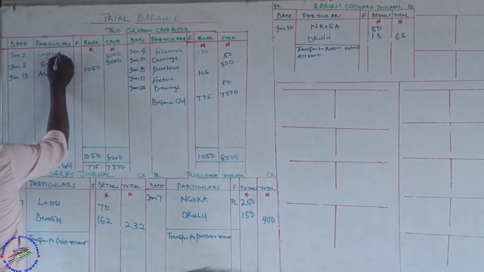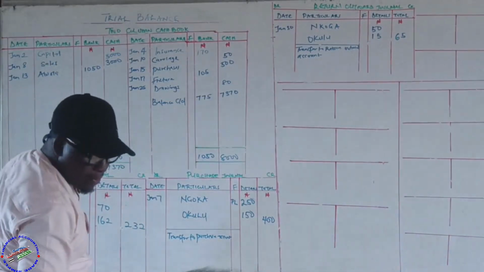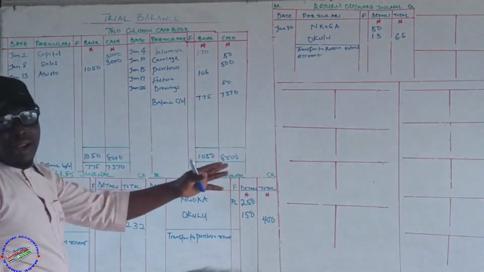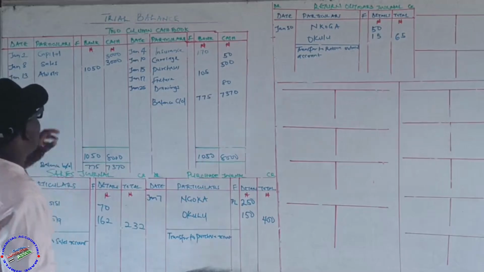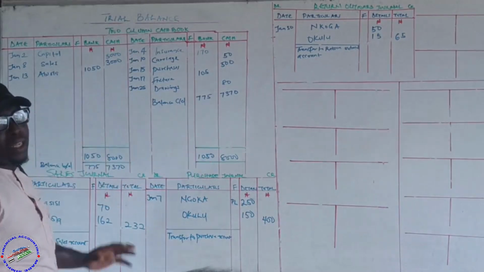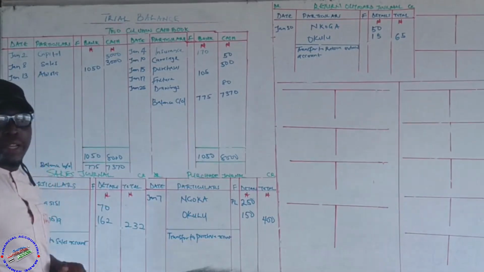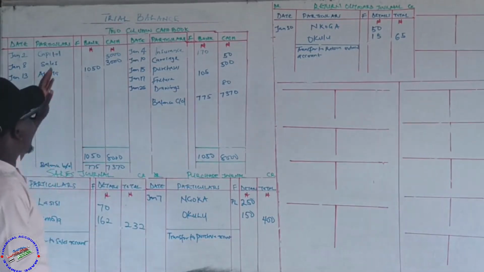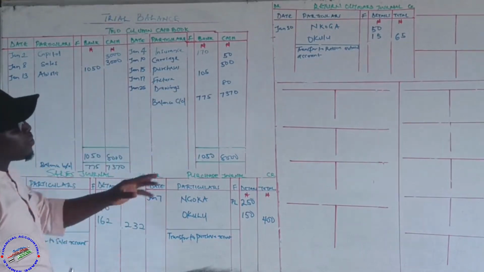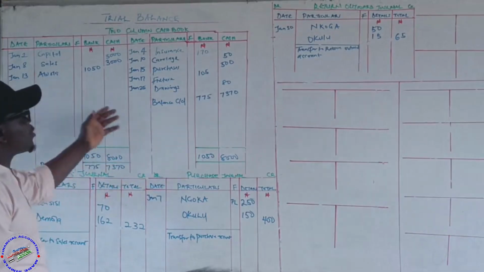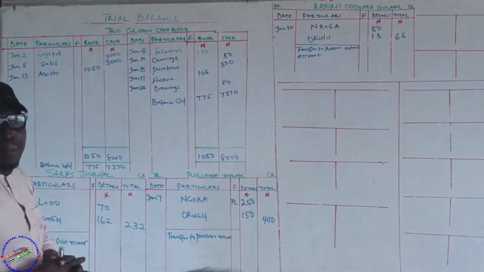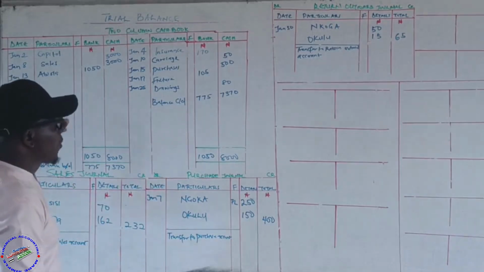And as you can see, when you are posting from the cash book to the ledger, items that you have on the debit side in the cash book, you post them on the credit side in the ledger to complete the double entry system. Likewise, items you have on the credit side, you post them to the debit side of their respective ledger to complete the double entry system. So the first one we have here is capital.